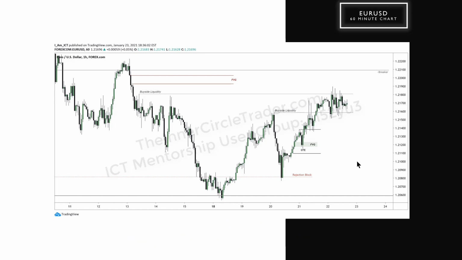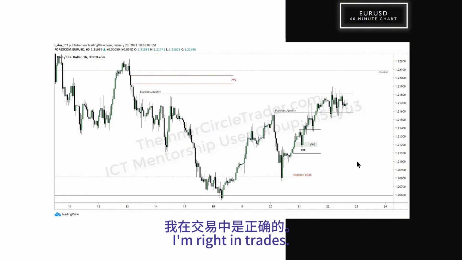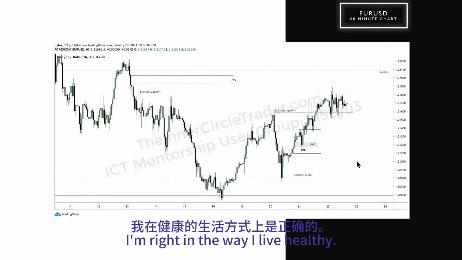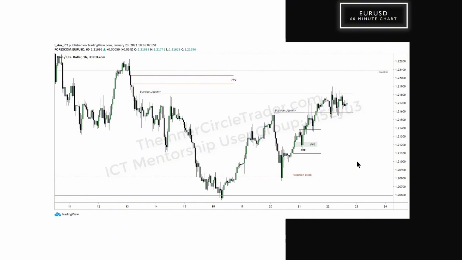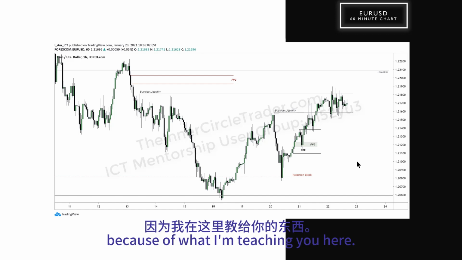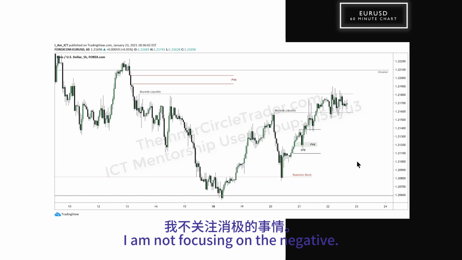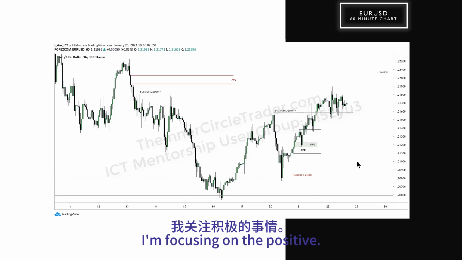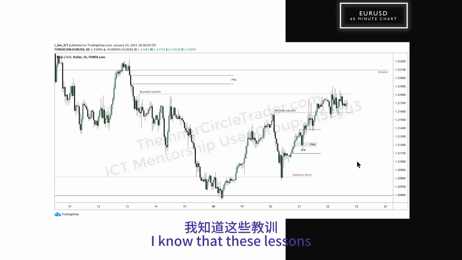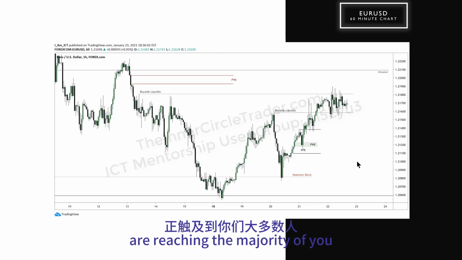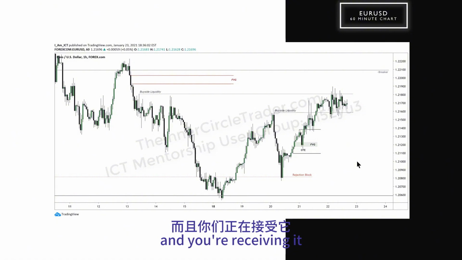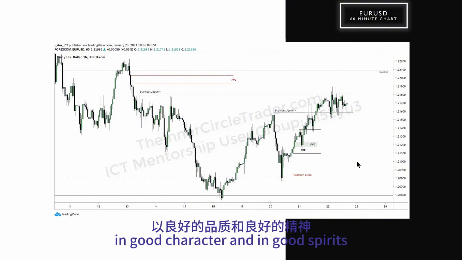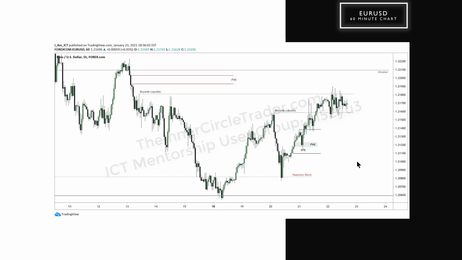And you think it's just the money you send me. No, I'm right in trades. I'm right in the way I live healthy. My personal life is balanced because of what I'm teaching you here. I'm not focusing on the negative. I'm focusing on the positive. I know that these lessons are reaching the majority of you, and you're receiving it in good character and in good spirits, and you honor it.